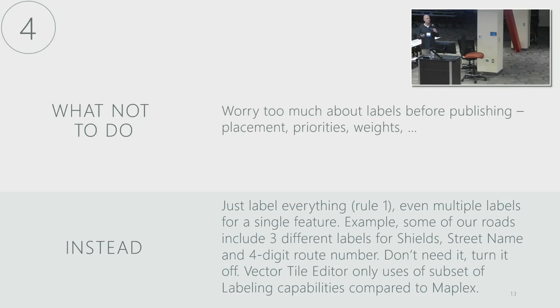And again, some of our stuff we name three times. Some of our roads, we have shields, so we need our two or three digit shield labels. We have our street name, which is a concatenation of actually two fields. And then we have our four-digit SR numbers. So I have one layer with three different labels on it. And if I don't use them, I don't use them. So that's a big one.